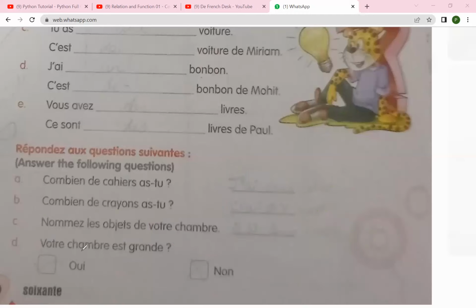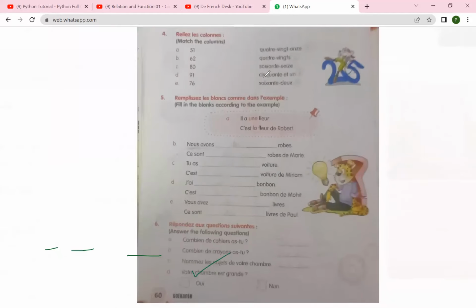Next, votre chambre est grande. Oui ou non, that depends on you. Is your room or your bedroom big? So I'll take no. Okay. So let's move on to the next one.